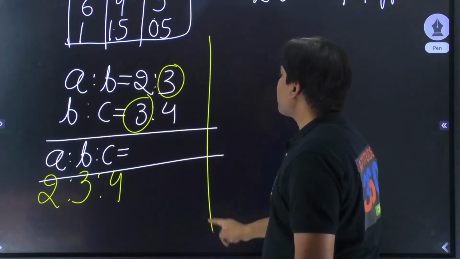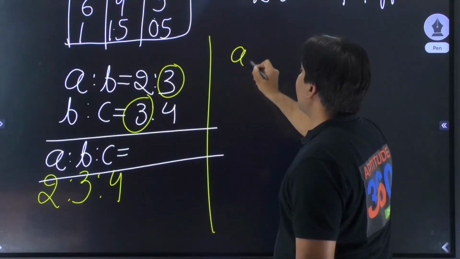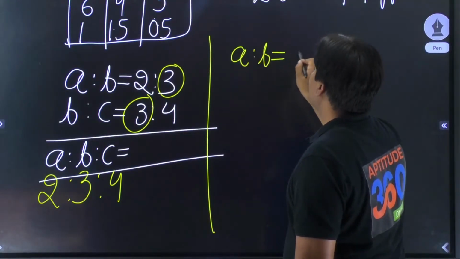But if the problem is given to you in this way, A is to B, 2 is to 3.